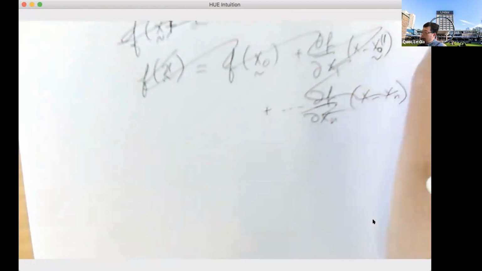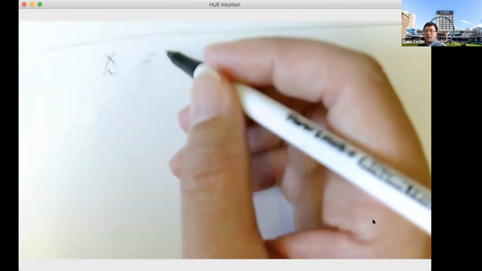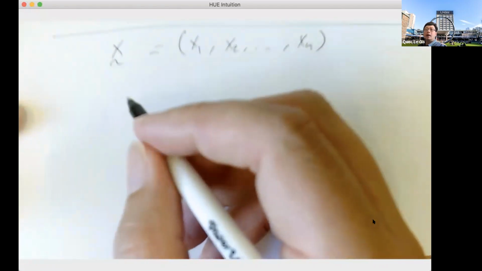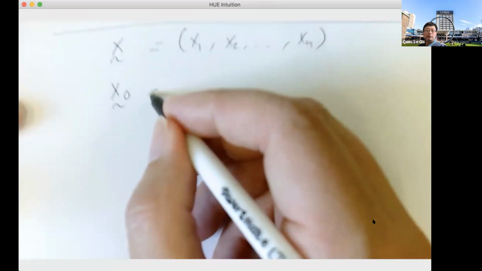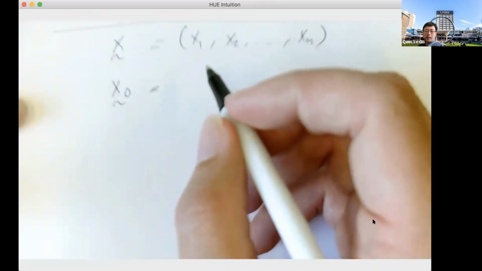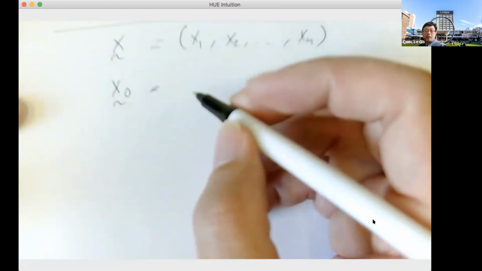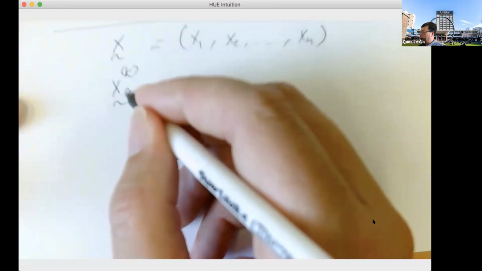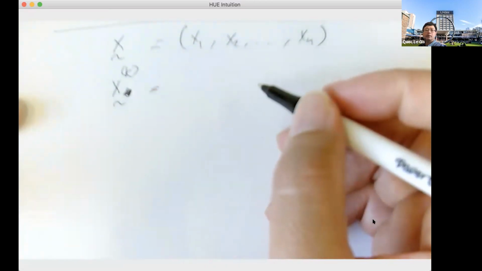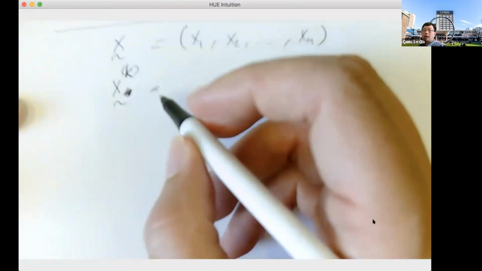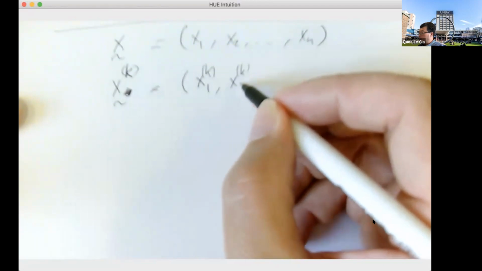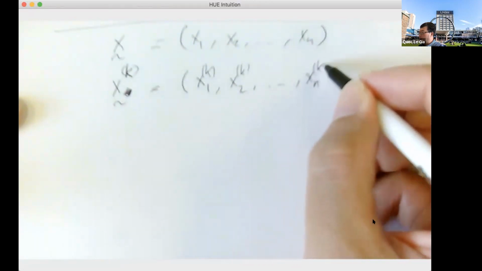Maybe let me write it down again. Let x be x1, x2, up to xn. Okay. And then let x be xk, yeah? Not like x0, but xk. Use the notation from the last line. So why we have xk, I will explain later, but assume that we have xk, yeah. Then it will be xk1, xk2, up to xkn. Right.